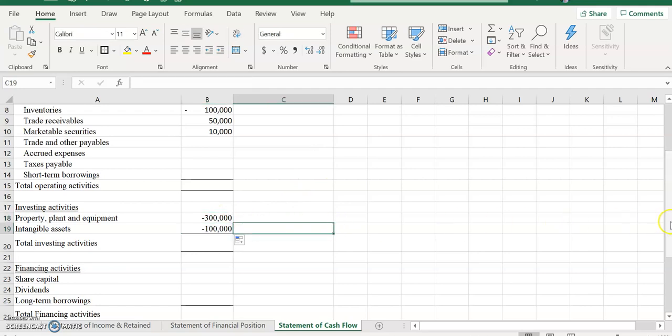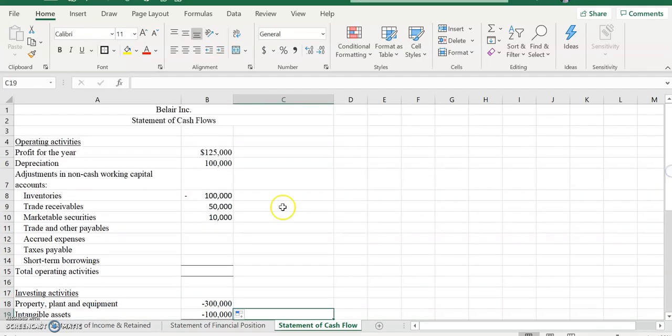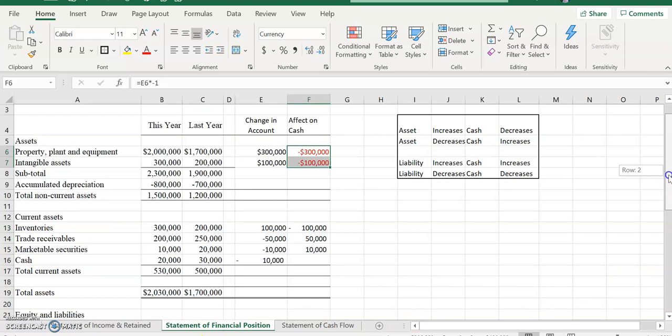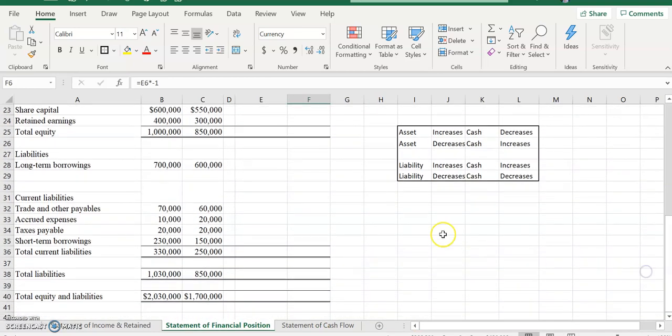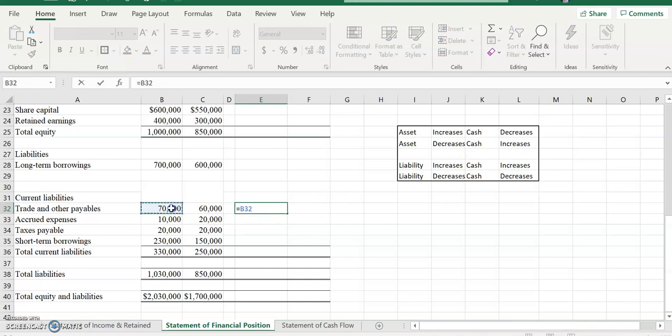And I think I'm going to go back up now before I look at that much more and look at my current liabilities. Okay, so let's go over and have a look at our current liabilities. Here we go. So if we remember liabilities, if a liability increases, cash increases. So it follows the same pattern.